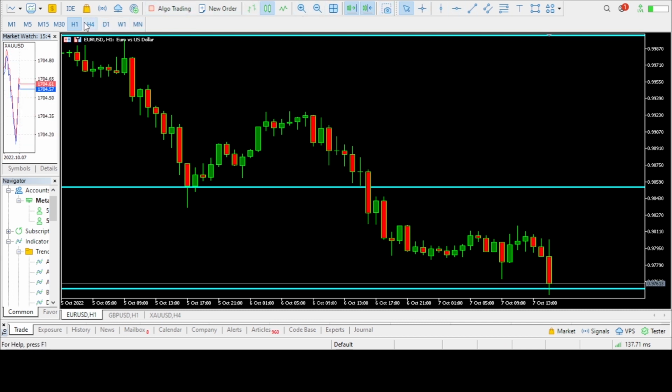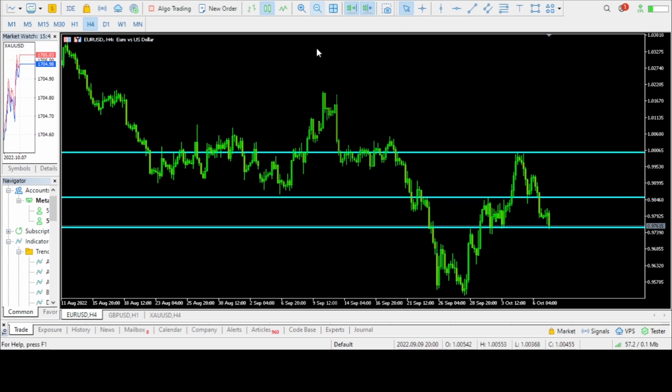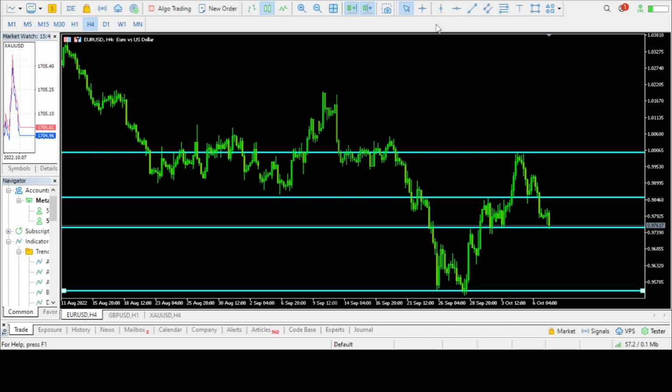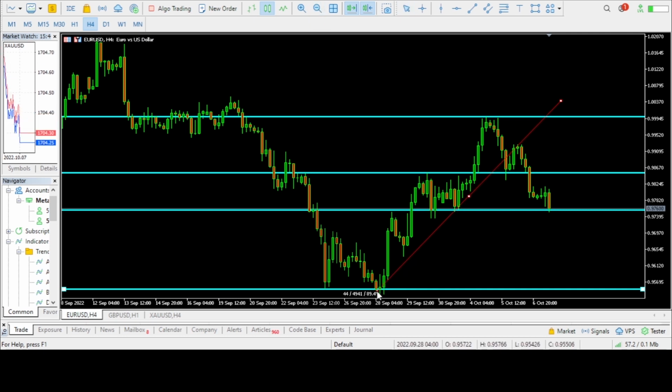Now, I saw something on the 4-hour time frame that I want to point your attention to. Firstly, if you add a trend line here on the 4-hour time frame, you will notice that the moment the market broke through the trend line, it came back to retest it and goes down. Do you understand this? So always take notice of that when you're trading.